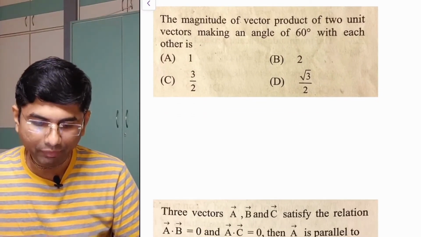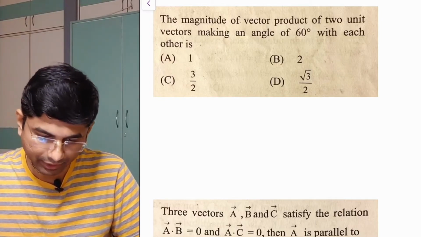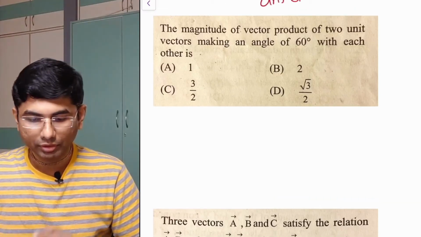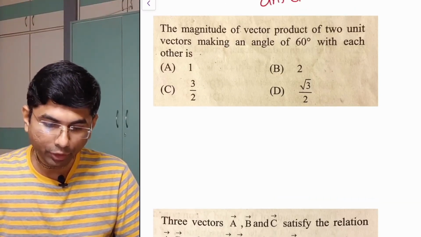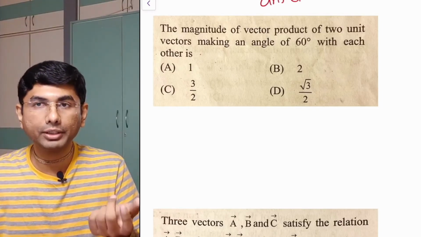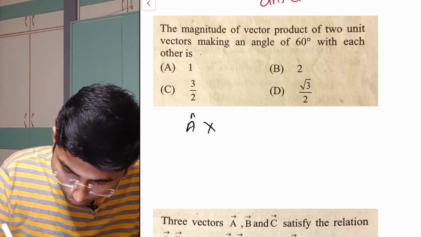The magnitude of the vector product of two unit vectors making an angle of 60 degrees with each other is. Now here the magnitude is being asked of us. The magnitude of the vector product of two unit vectors. Now we are having unit vectors, meaning the magnitude of each is 1. We have two unit vectors, maybe A cap cross B cap.